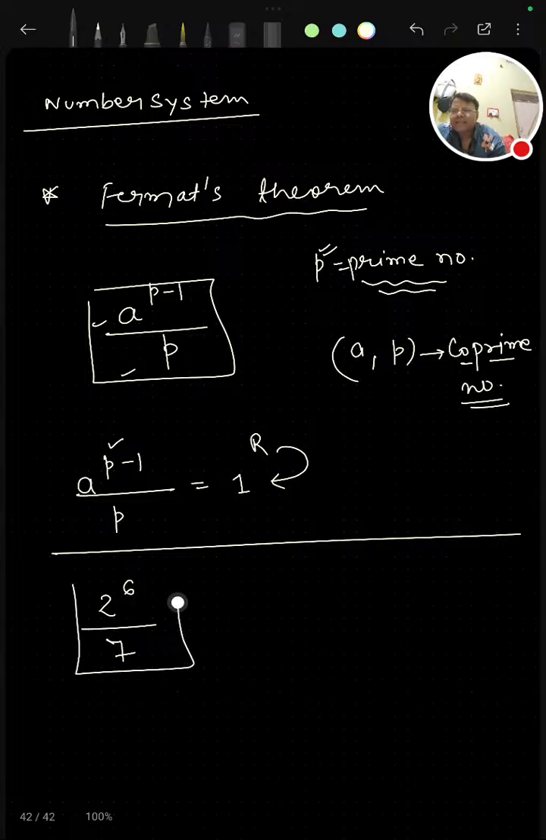When you see this type of formation 2 to the power 6 upon 7, you can see that 6 is less than 7 by 1. सॉरी, 6 मतलब 7 से एक कम है। मतलब कि ये जो p है ना, p प्राइम नंबर है, तो यहाँ पे जो पावर होगा वो प्राइम नंबर से ठीक एक कम होगा। और ये जो 2 और 7 आपको दिख रहा है ना, ये कोप्राइम होना चाहिए। ये कंडीशन आपको चेक करना है, ठीक है। कंडीशन आपको क्या चेक करना है, आपको समझ आ गया?